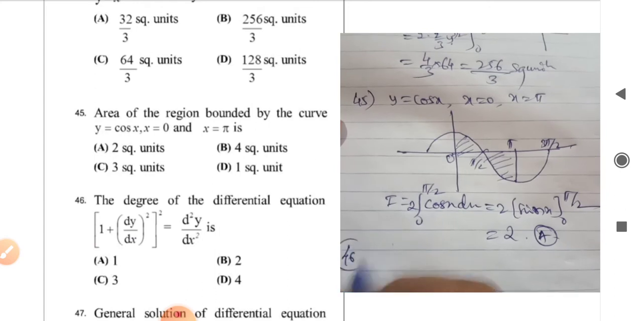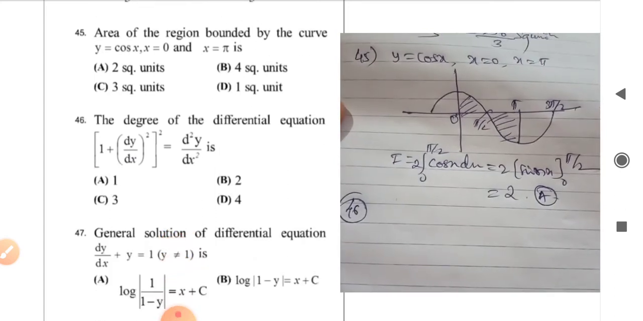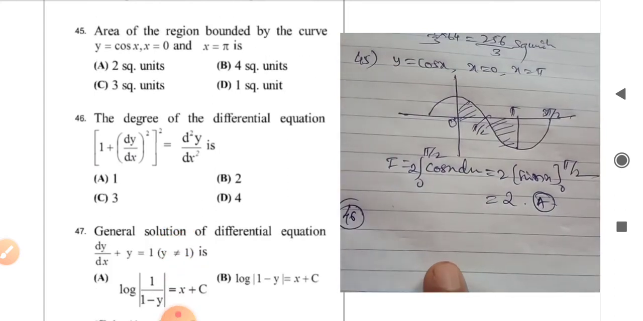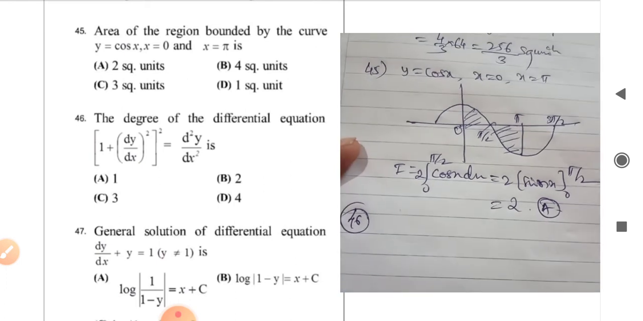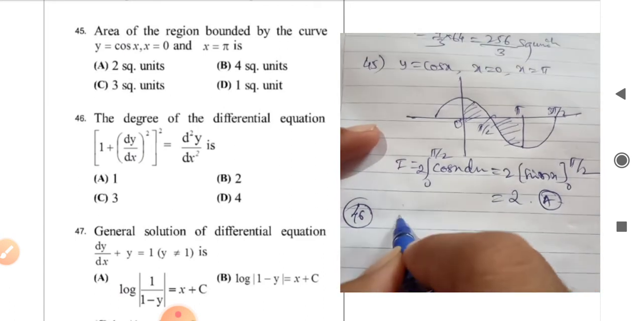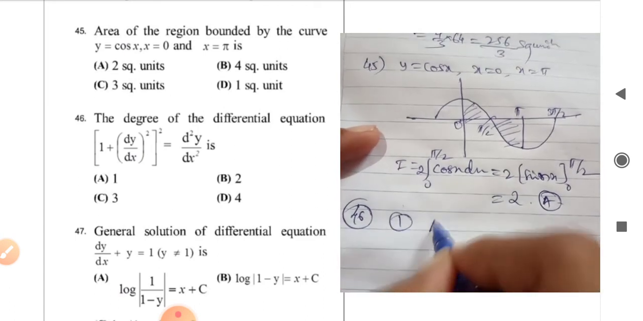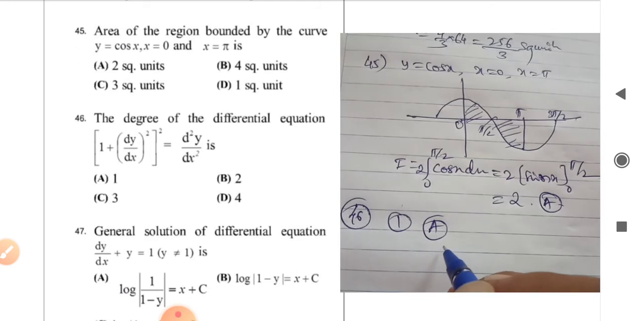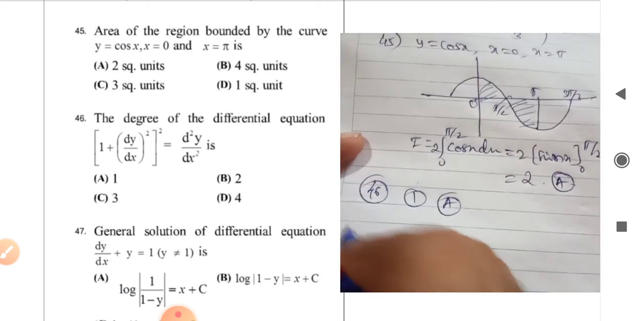46th one. Now the 46th one, they have given a very simple question here. Simply when you look at this, they are asking about degree. We see only the highest order term. The highest order term is on the right side, d square y, second order. Its power is 1. So the degree of this equation is 1. So the answer for this is A. And the next one, 47th.